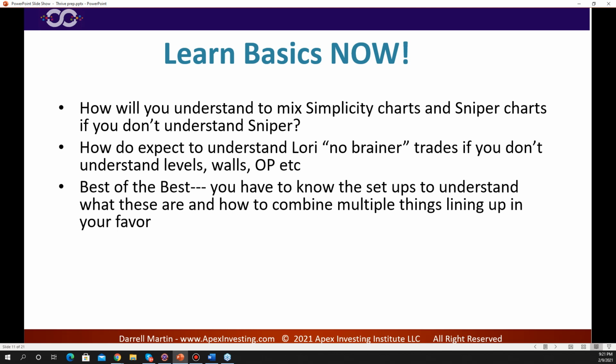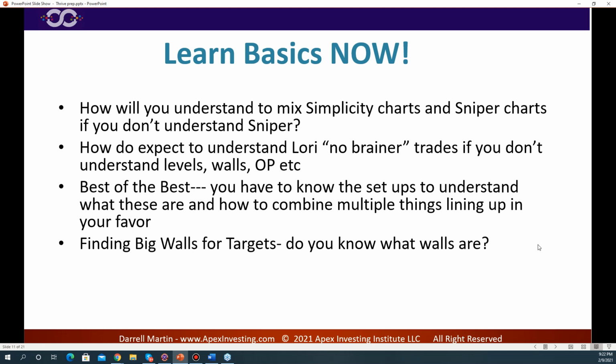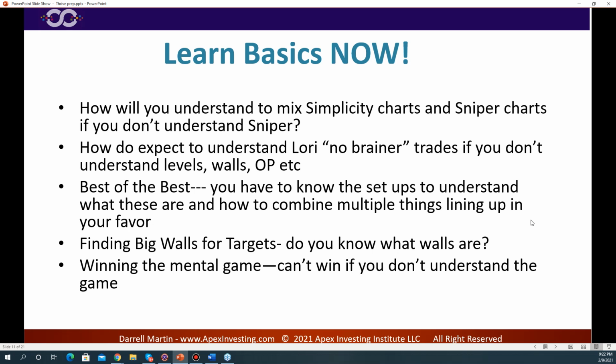If you don't understand what best of the best normally means, it's multiple things combining, okay? And if you don't understand what those multiple things are and how they line up, you can't combine them and put them in your favor. Or winning the mental game. You can't win the game if you don't even understand the game or the rules, okay?